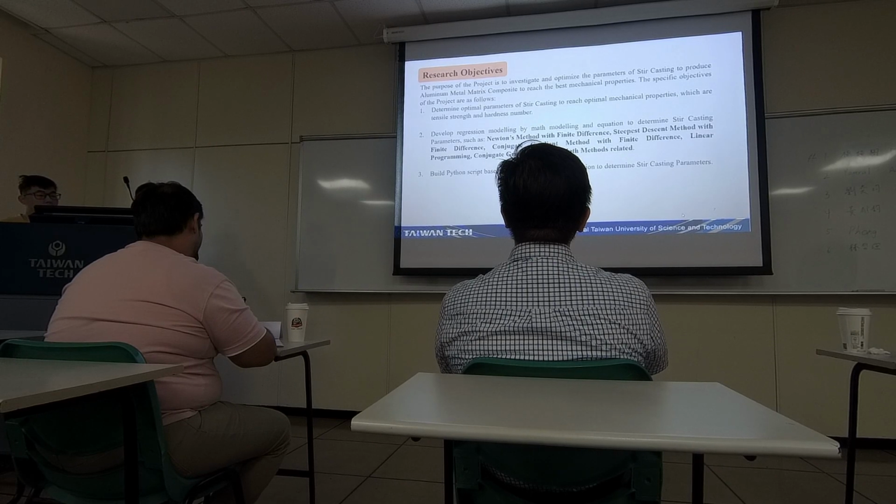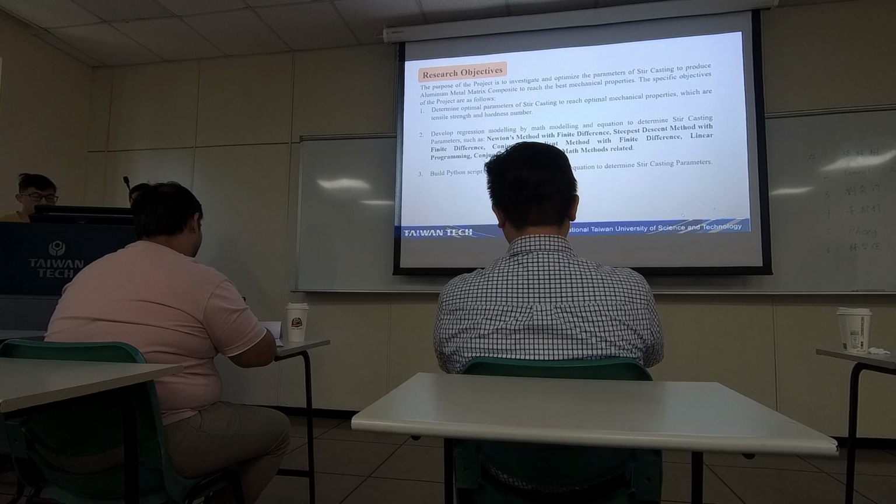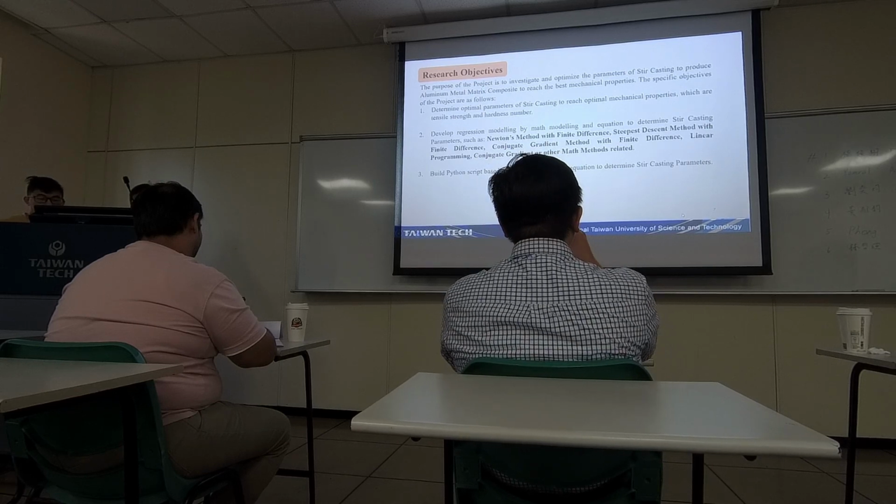The research objective of this proposal is first, determine the optimal parameters of stochastic to reach optimal mechanical properties. There are just 2. First is tensile strength, and the second is hardness number. And we will develop regression modeling by mathematical modeling and equation to determine stochastic parameters. And the third is to build a Python script.